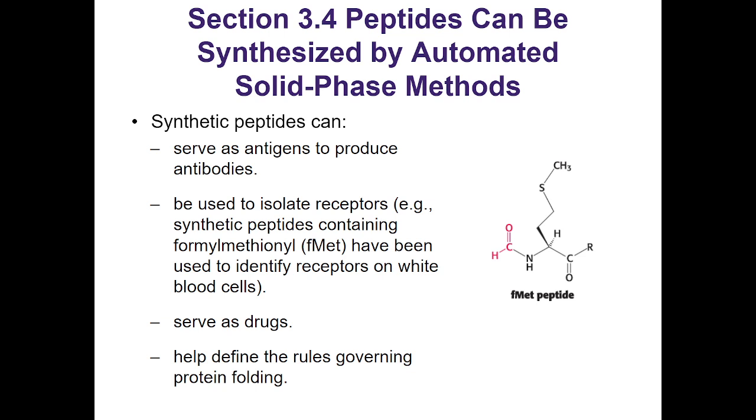Synthetic peptides can serve as antigens, produce antibodies. We insert a synthetic peptide, and so now we can have an antigen that will produce antibodies for that peptide. They can be used to isolate receptors, so synthetic peptides containing, for example, formyl methionine, fMet, you may have seen that before, have been used to identify receptors on white blood cells. And this is fMet, by the way, in case you're wondering. It's the methylated thiol group here, okay?